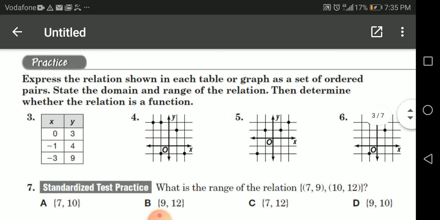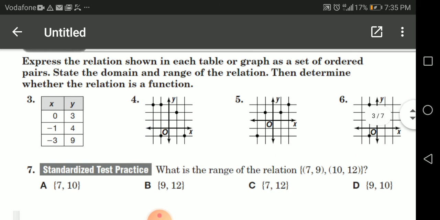So let's have some practice, guys. Express the relation shown in each table or graph as a set of ordered pairs, or state the domain and the range of the relation, then determine whether the relation is a function or not. So let's have number 3.